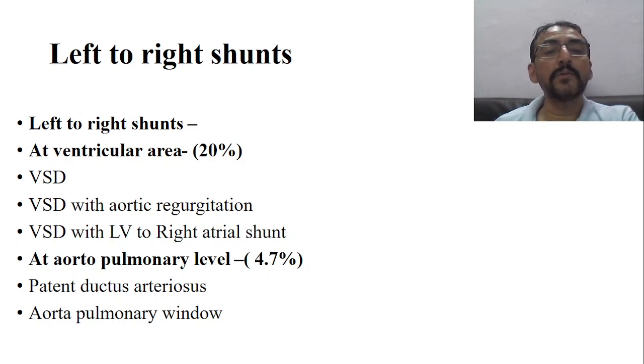And the third is VSD with left ventricle to right atrial shunt. Okay, so these are the three types of presentation in the left to right shunt.